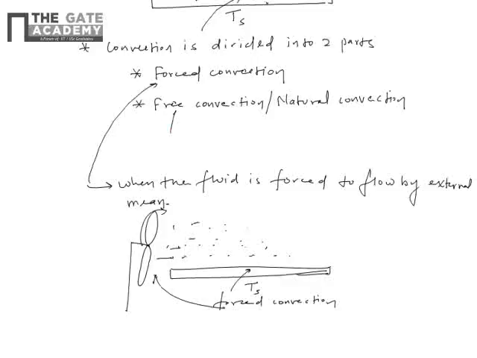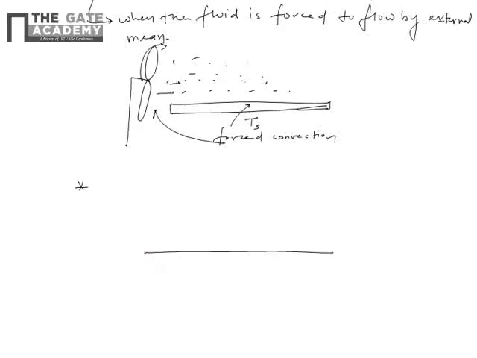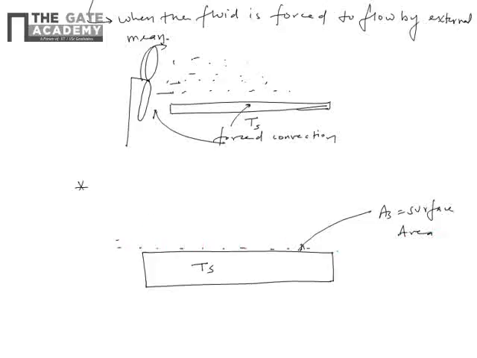Whereas in free convection, fluid motion is due to density difference between the two layers. Let us say this is a surface having temperature Ts, its surface area is As, and some fluid is flowing over the surface whose free stream temperature is T infinity, fluid temperature.